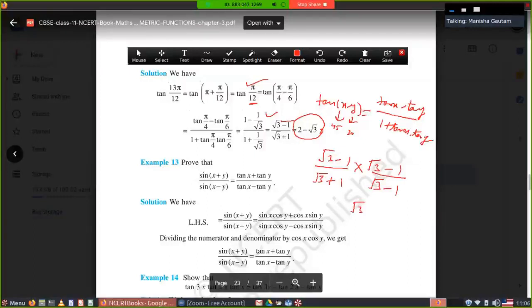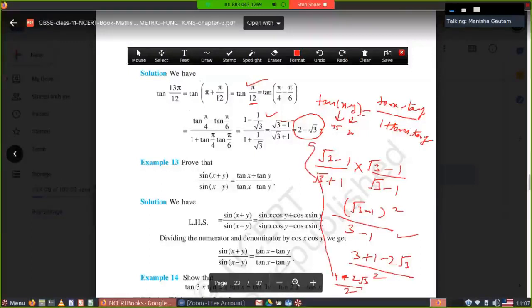This is root 3 minus 1 squared, and this is 3 minus 1. Now simplify it, you will get 2 minus root 3. Simplifying: 3 plus 1 minus 2 root 3 upon 2, which is 4 minus 2 root 3 upon 2. Taking 2 common, you get 2 minus root 3.